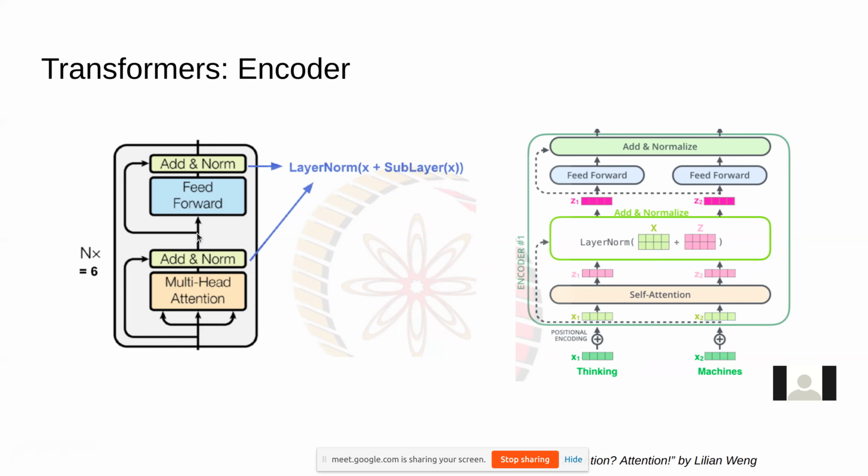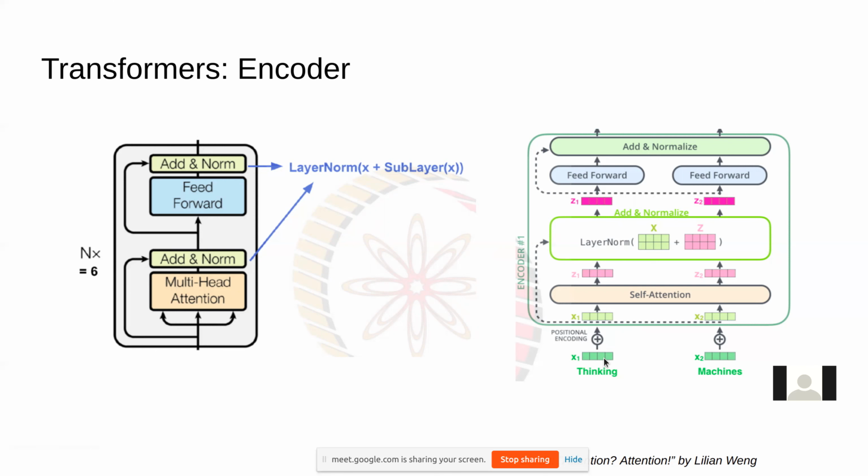Then it will be given as an input to a feed forward network, which will then be again added to the input of the feed forward network and normalized. And that will become the input to the next layer, which can be an encoder layer or a decoder layer. So in transformers, there are 6 encoder layers stacked on top of one another. And this is how it will look.